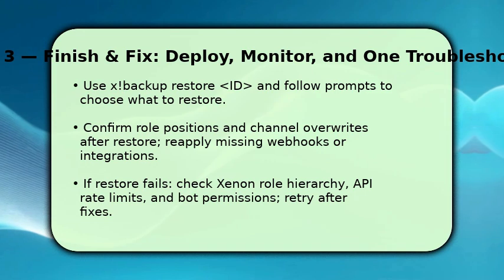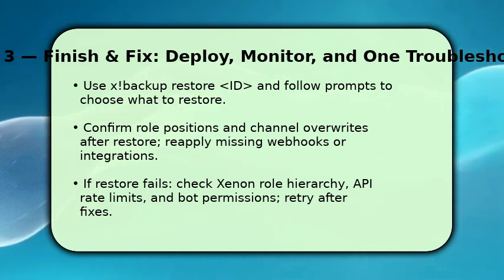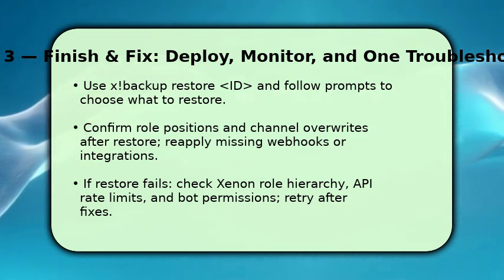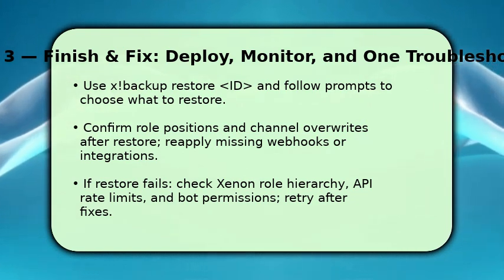You should then double-check role positions and channel permission overwrites and reapply any missing webhooks or integrations manually, because some external connections won't migrate. If something goes wrong, inspect Xenon's role position, bot permissions, and API rate limits, then fix those issues and retry. One quick troubleshooting tip: moving Xenon above affected roles usually resolves most restore permission errors.